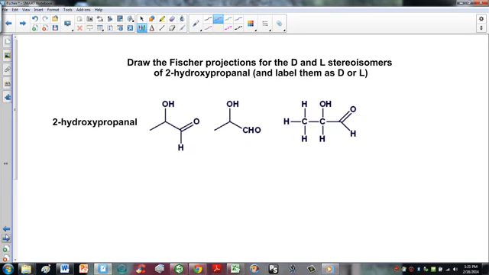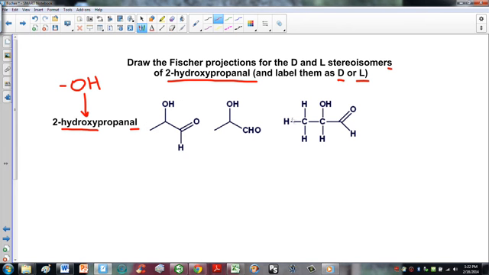So what if we do an application of them? The question is, draw the Fischer projections for the D and L stereoisomers, in other words, there's 2 of them, of 2-hydroxypropanal, and then label these as D or L. So the only thing that's new here is the term hydroxy. Hydroxy is the term for OH as a substituent. All right. So propanal is 3 carbons. The al means aldehyde. The 2 means the hydroxy, or the alcohol, is on carbon 2.